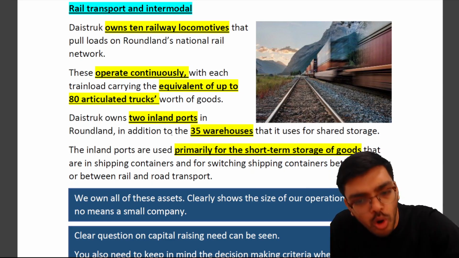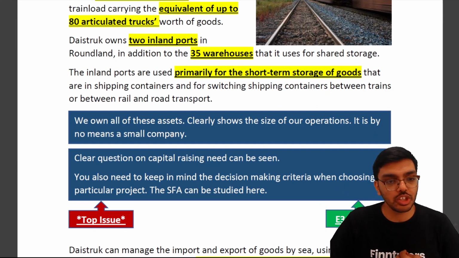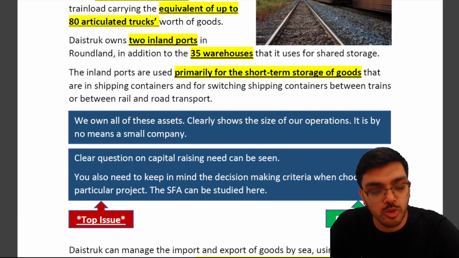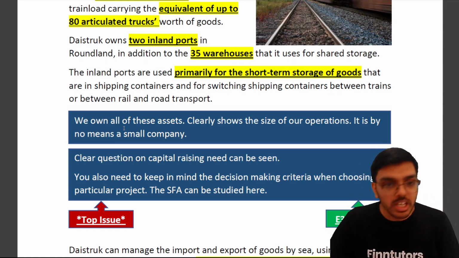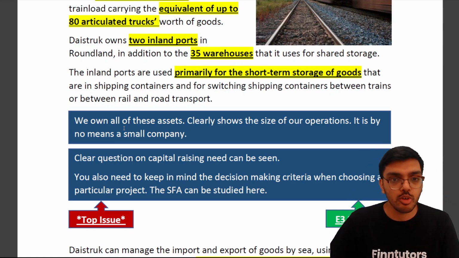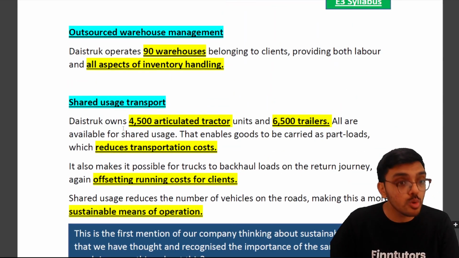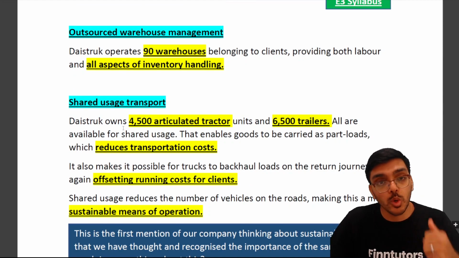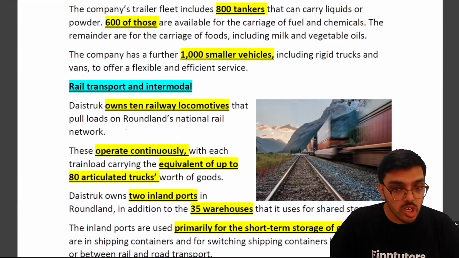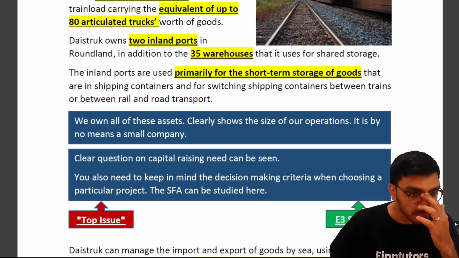Now we own all of these assets. It clearly shows the size of our operations, and it is by no means a small company offering 1-2 small services. No. Fully integrated inventory management, warehouse services, you have your own rail transport, intermodal transport, shared usage transport, outsourced warehouse management is also a service that we offer. So it's a wide variety of services that my business is looking to offer here.